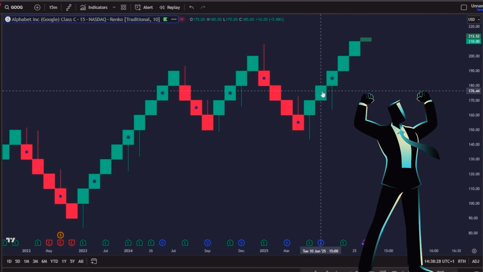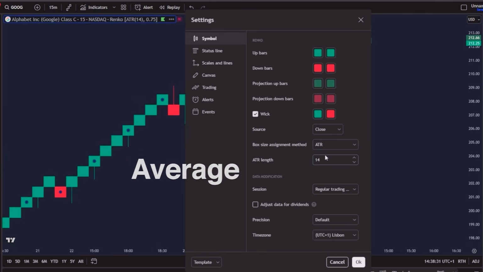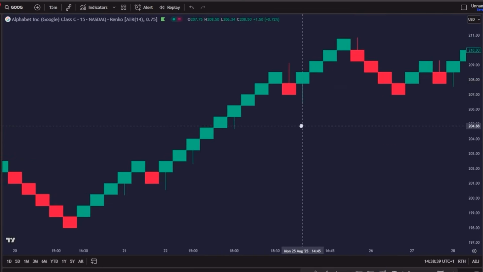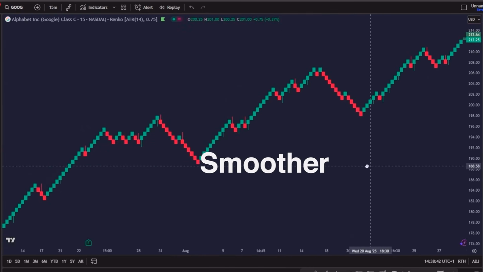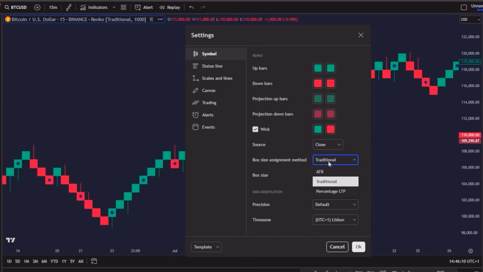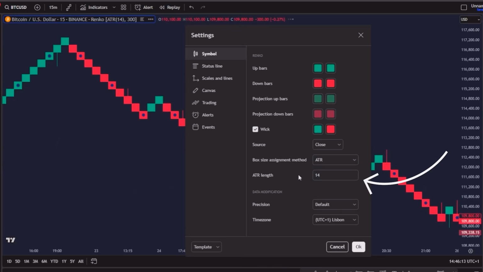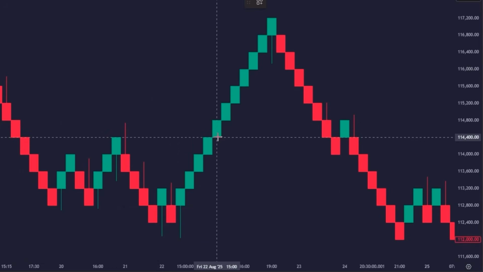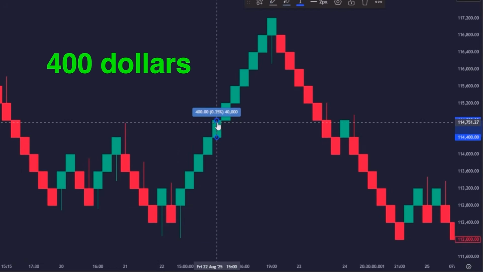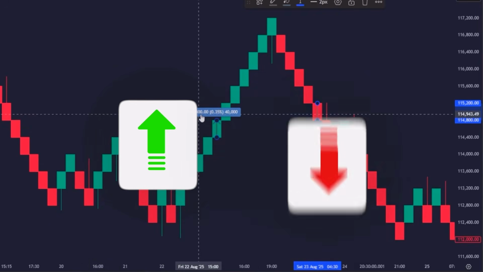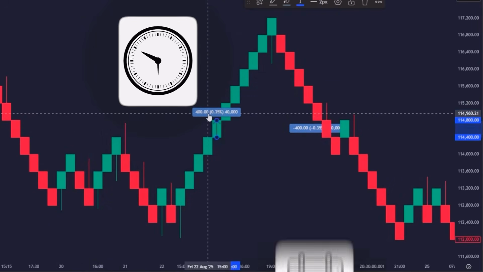But there is also a clever method by using the ATR, or average true range. In this case, the box size automatically adapts to volatility in the market. This creates a chart that is smoother, more dynamic and often more reliable. In this video, we'll use the ATR with a length of 14, which is one of the most standard and widely used settings. For example, if the 14-period ATR is $400, each brick represents a $400 move, up or down, no matter if it takes minutes or days.